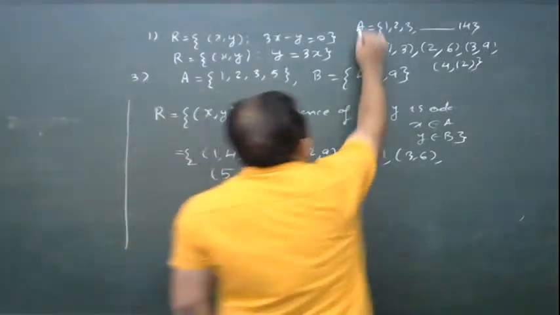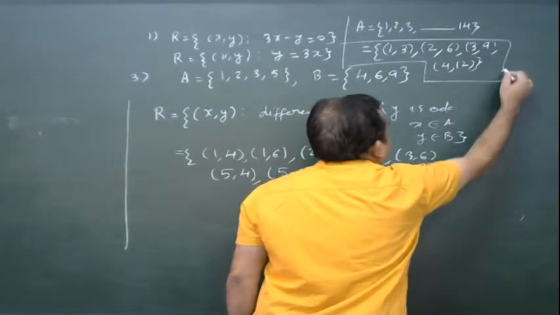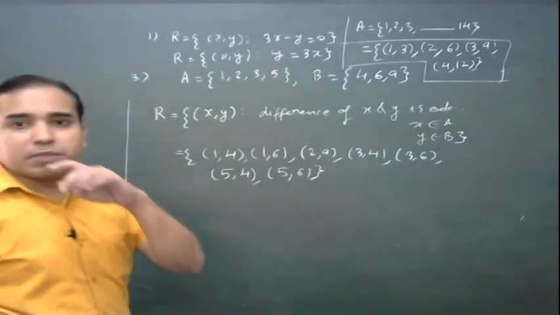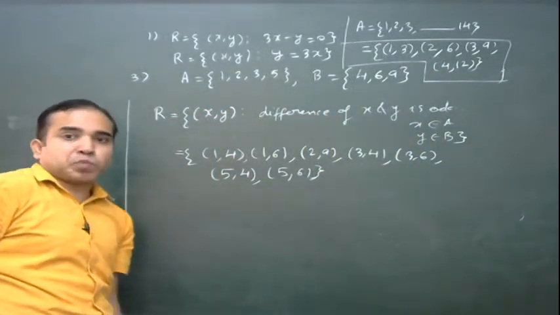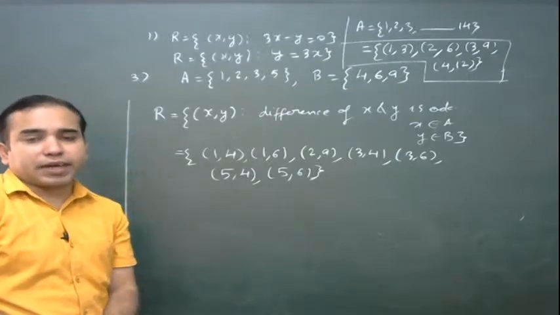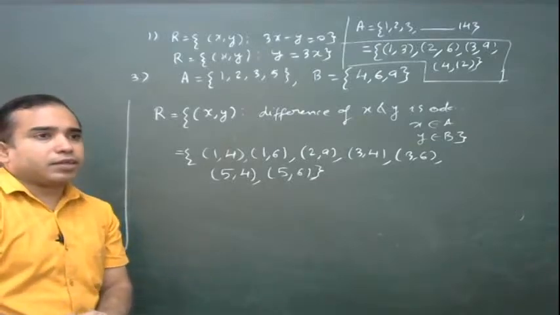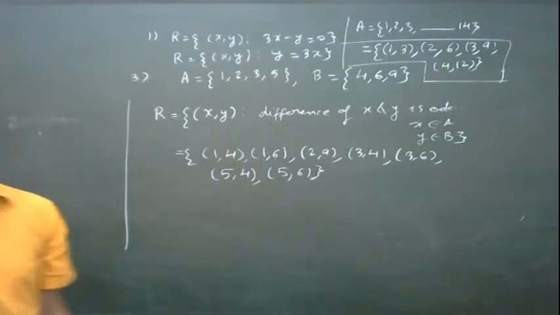After that, finding the domain means finding the first elements, the collection of first elements, and similarly range, the second elements, and codomain, the second set we have written, and that's it. So this is about the first question.